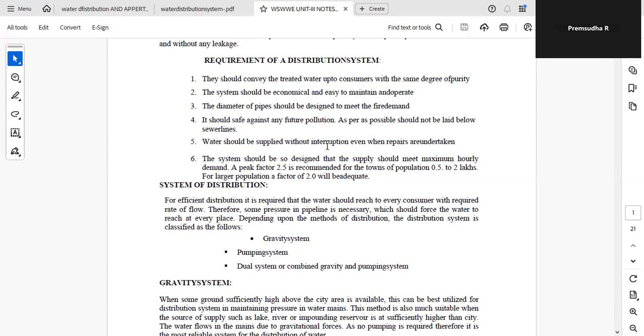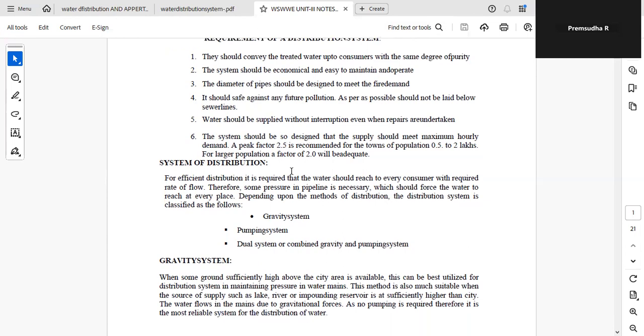The water should be supplied without interruption even when repairs are undertaken. In that particular area, when there is repair work, it should not affect the water supply to another area. You should take care. These are the requirements for a good distribution system. The last point: the system should be designed so that the supply meets the maximum hourly demand. Whatever the demand, it should be designed as per the requirement.